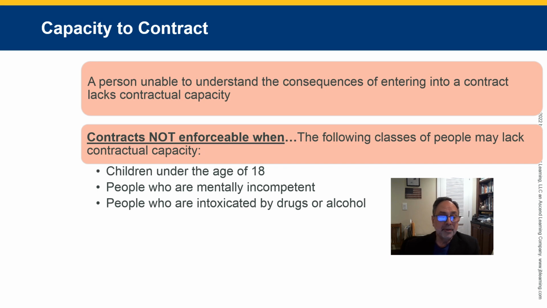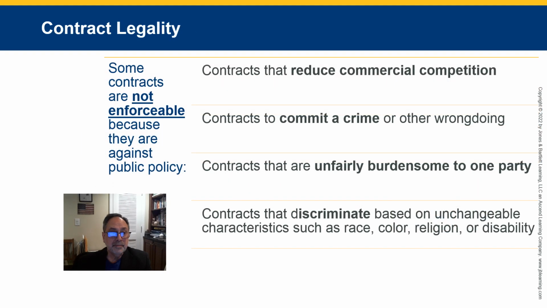Capacity to contract. You have to be 18 years old, mentally competent, and not intoxicated. These are the basic fundamentals that make a contract enforceable: being over 18 and not having any mental issues. Some contracts are not enforceable. If a contract reduces commercial competition somehow, it may be in violation of the racketeering laws, the RICO laws. If you're committing a crime through the contract, if it's unfairly burdensome to one party, that could be considered unenforceable in a court of law, or if it discriminates against race, religion, etc.